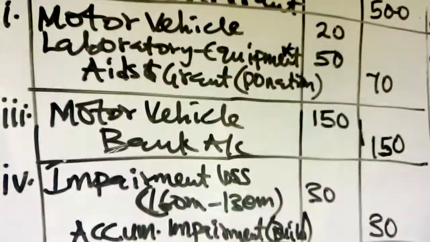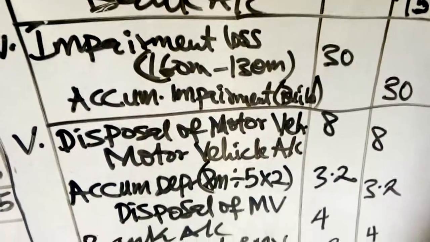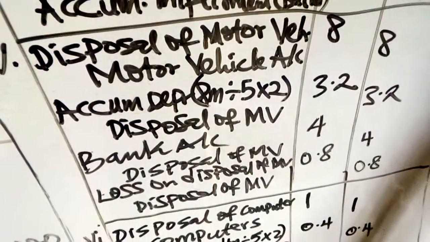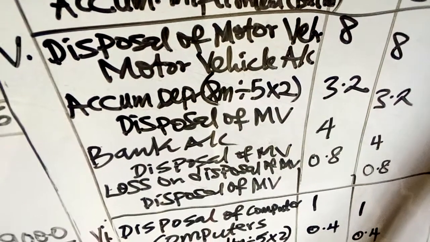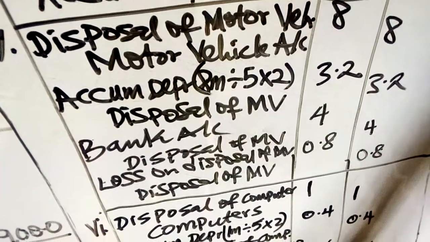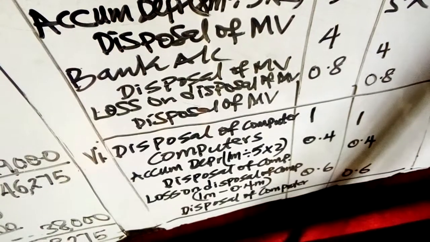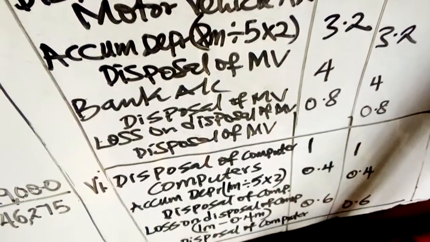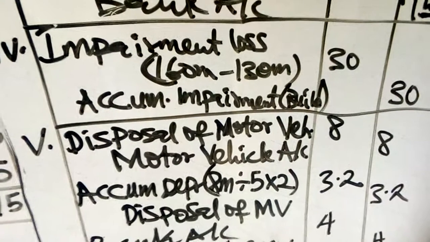with the first motor equipment we had. Note 3 has been taken care of, which is motor vehicle. Note 4 is impairment loss. Note 5 is the disposal of motor vehicle. That is disposal, so it's not an addition. Then note 6 is also disposal of computer. Note 7 is investment property.